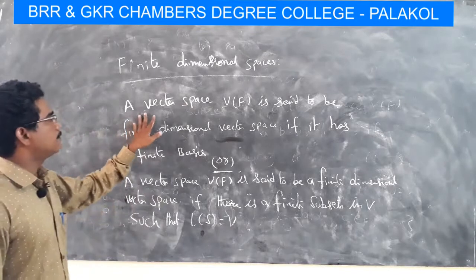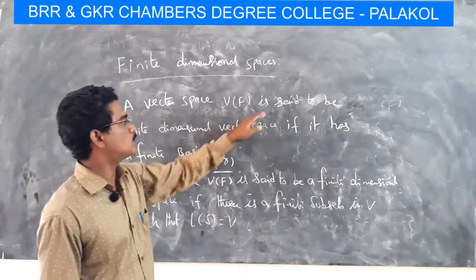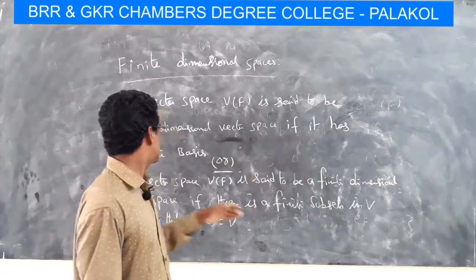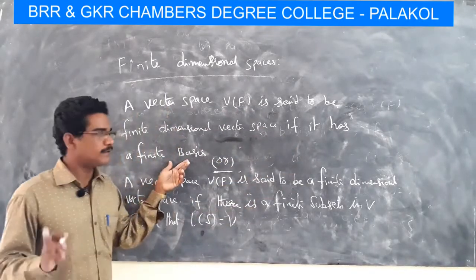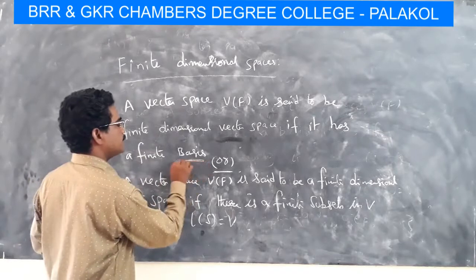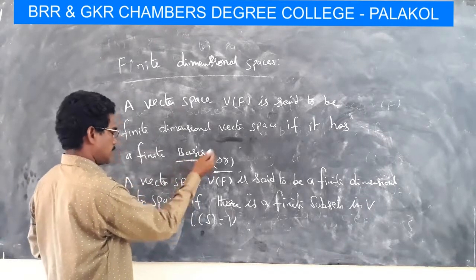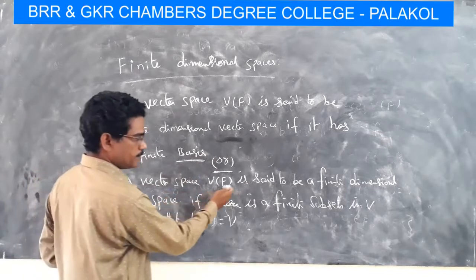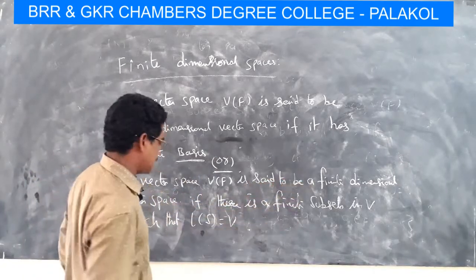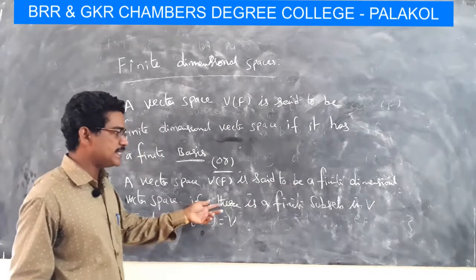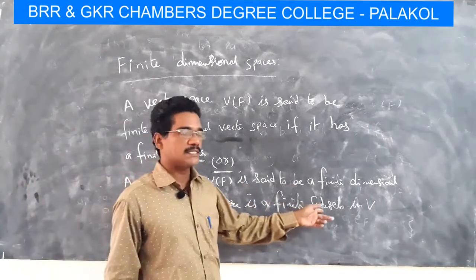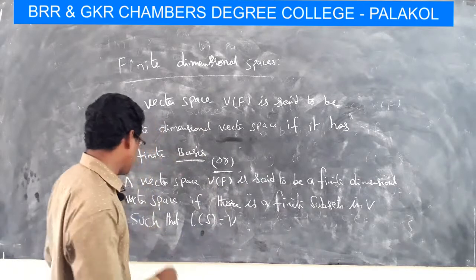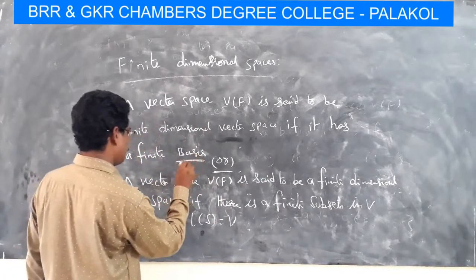Once again, a vector space V over F is said to be a finite dimensional vector space if it has a finite basis. Already we know the definition of a basis. Once again I will repeat: a vector space V over F is said to be a finite dimensional vector space if there is a finite subset S in V such that L of S is equal to V.